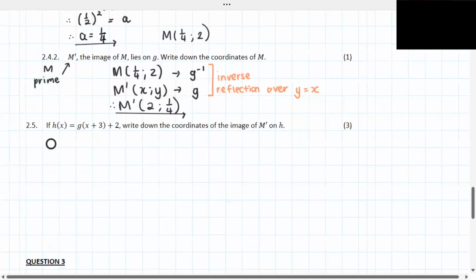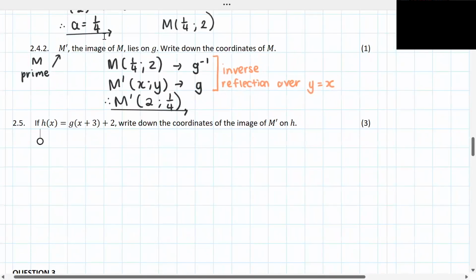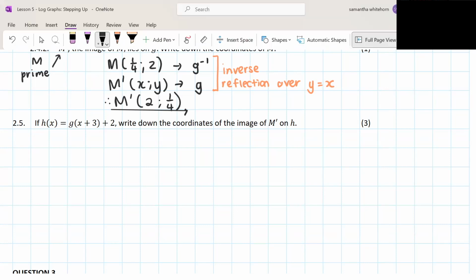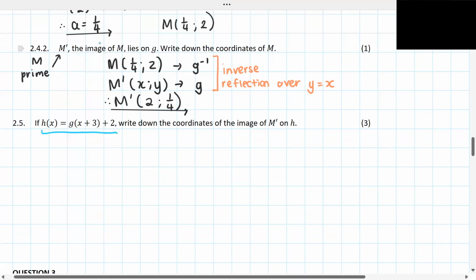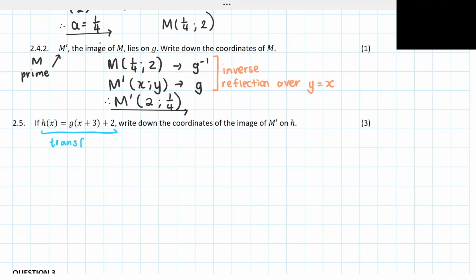So 2.5 says, if h of x is equal to g of (x plus 3) plus 2, write down the coordinates of the image M prime on h. Again, so much information is happening. Before we start stressing about it, let's start with what information I have been given. The first bit of information is this transformation.